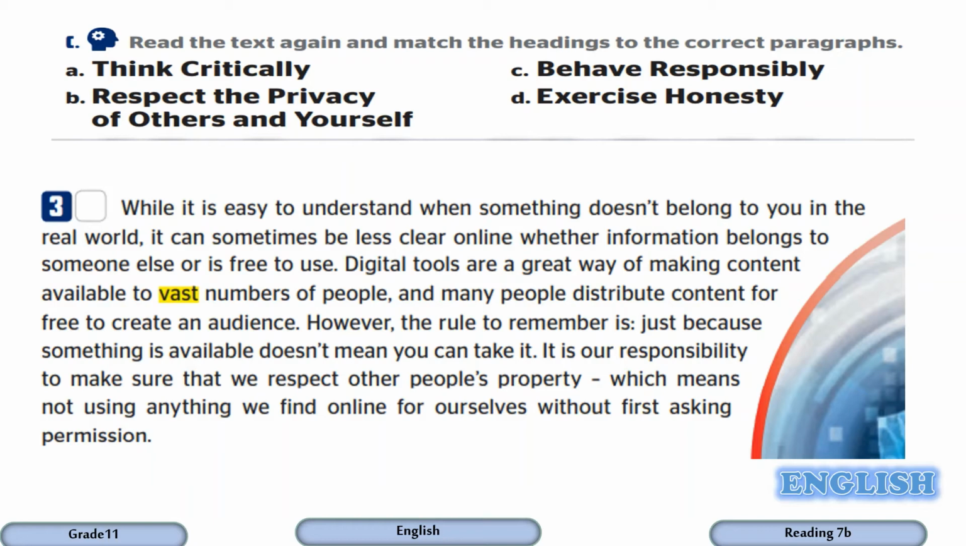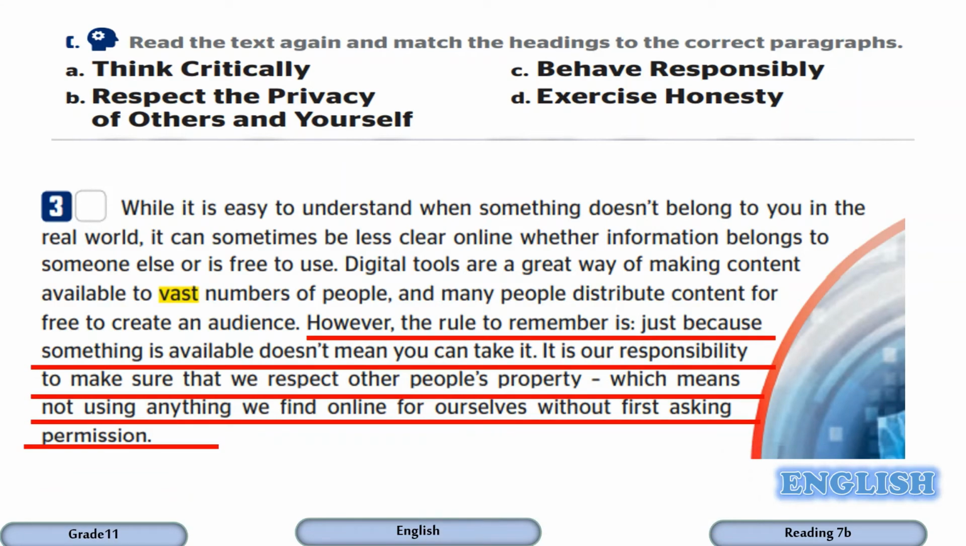Next paragraph, let's have a look here. So this is the main idea. However, the rule to remember is just because something is available doesn't mean you can take it, because it's not yours. It is our responsibility to make sure that we respect other people's property, which means not using anything we find online for ourselves without first asking permission. So we have to ask permission before using something or the content which is not ours. So this is how to exercise honesty, how to be honest online.